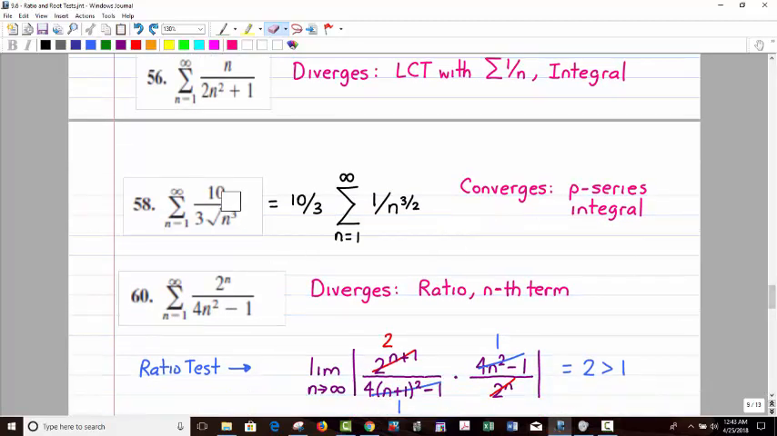This is a p-series because you can pull the 10 and the 3 out, and you've got 1 over n to the 3/2, but this one's a converging p-series, unlike the one we did earlier, which was a diverging p-series. If it's a p-series, then integral would also work.